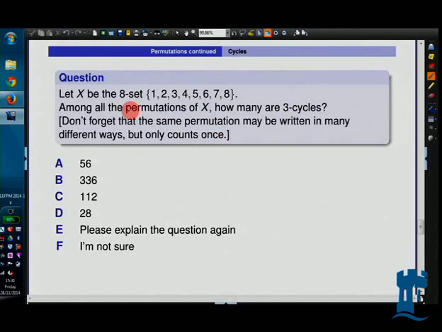When you're counting permutations, a permutation is the same if it's the same function. So you can write different permutations in different ways, but it's still the same permutation. If you're counting permutations, you're only allowed to count each permutation once. So the fact that you write it in a different way is not going to give you more than one permutation. So the question is, how many genuinely different permutations are there of this set, which are 3 cycles? I'll give you a bit of time to think about that one and see if you can figure it out.